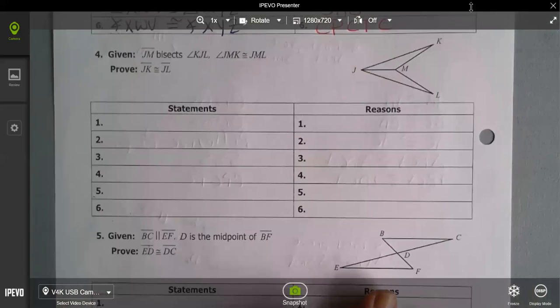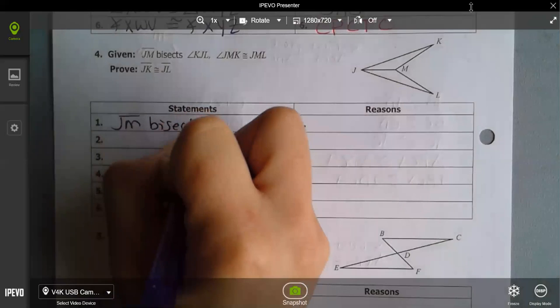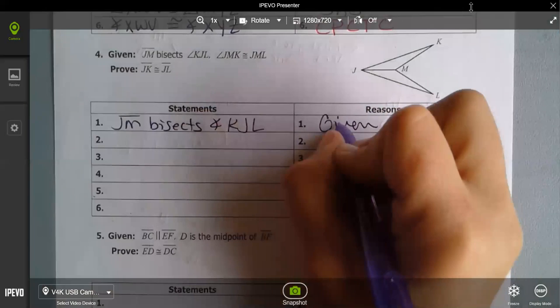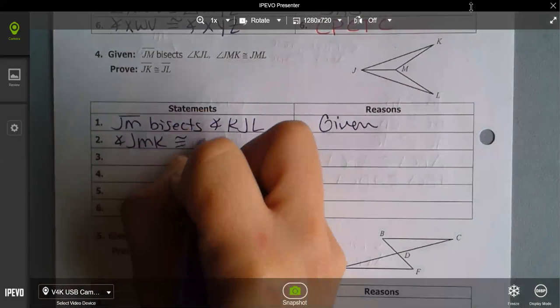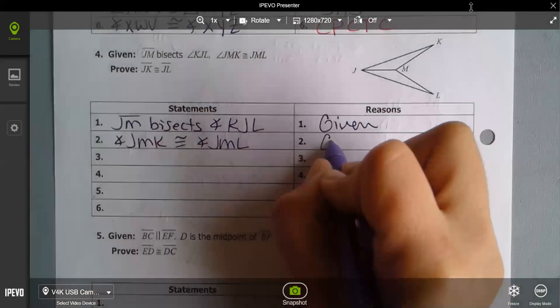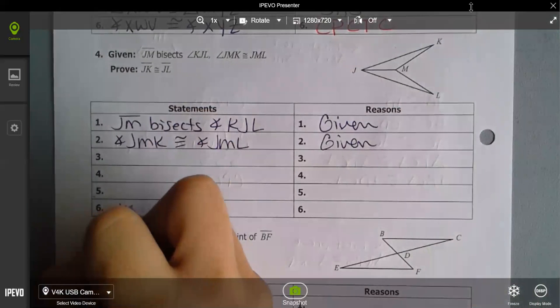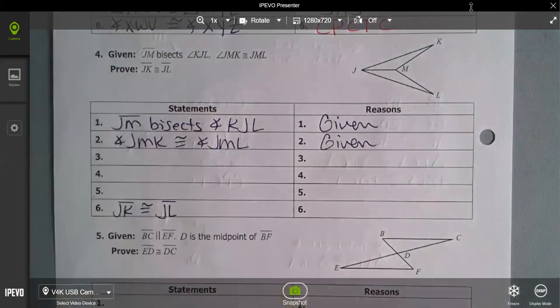Hopefully, since we've done quite a few of these, they are getting a little easier every time we go through one. Pause me, do it. You can do this one. JM bisects angle KJL, given. Angle JMK is congruent to angle JML, given. And we want to prove that side JK is congruent to side JL.